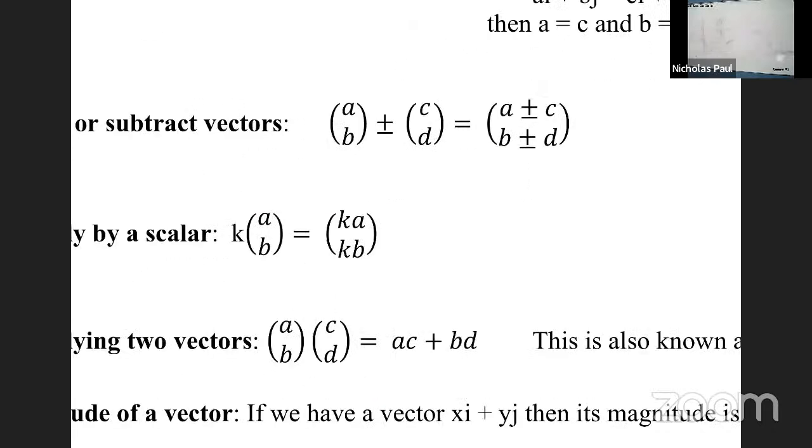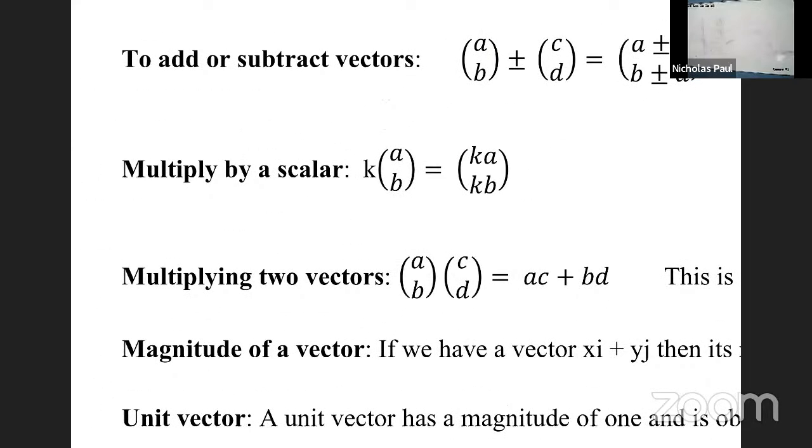Whenever you're multiplying a vector by a scalar, you multiply the scalar by both of the values. So if you have 2 by (1, 5), you multiply the 2 by the 1 and the 2 by the 5. That's the way you multiply vectors by a scalar. If on the other hand you have to multiply two vectors, you multiply the two x values, multiply the two y values, and add them. That's the way you multiply two vectors.